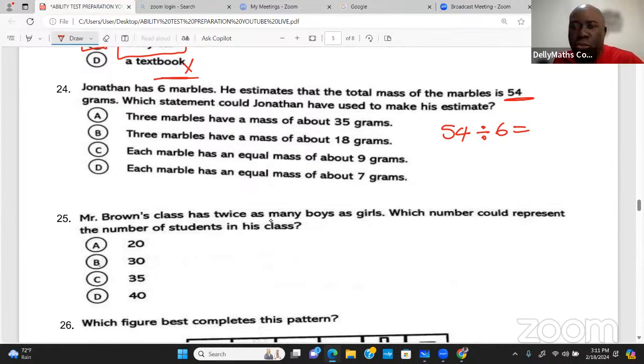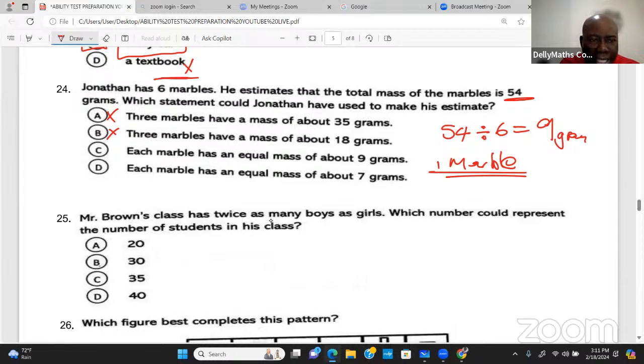54 divided by 6 must take us to 9. So this is like 9 grams. In other words, one marble is estimated to be 9 grams. So I'm looking for that. But let us see what's going on. 3 marbles, 35. No, we don't know about that. 3 marbles, 18. No. But you see this one that says each marble has an equal mass of about 9. I like this.